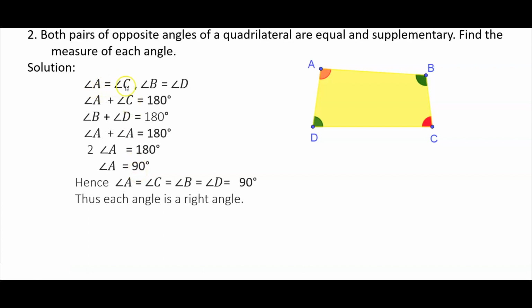Because we know angle A and angle C are equal, we will get angle A and angle C as 90 degrees. Also, the same way when we solve the second equation, that is you replace the angle D with B, you will get 2 times B will be equal to 180 degrees. So, in the same way, angle B will come out to be 90 degrees. So, if angle B is 90, your D will also become 90. And hence, we can write that all the 4 angles A, B, C and D will become 90 degrees each. Thus, each angle is a right angle in the given quadrilateral.